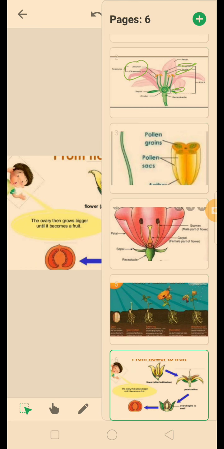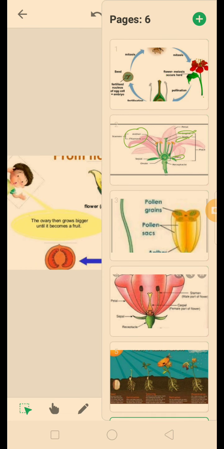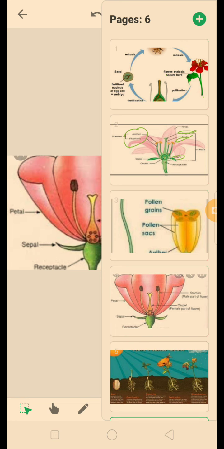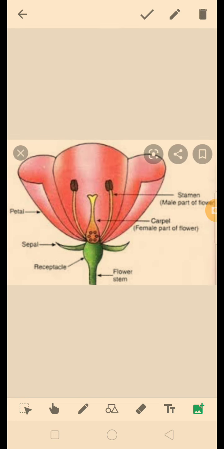So this was all about sexual reproduction in plants. You just have to remember that there are two parts, the male reproductive part and the female reproductive part. The male part is known as the stamen, the female part is known as the carpel. The male part has two parts, the anther and the filament, and the female part has ovary, style and stigma. These are the basic points of sexual reproduction in plants.